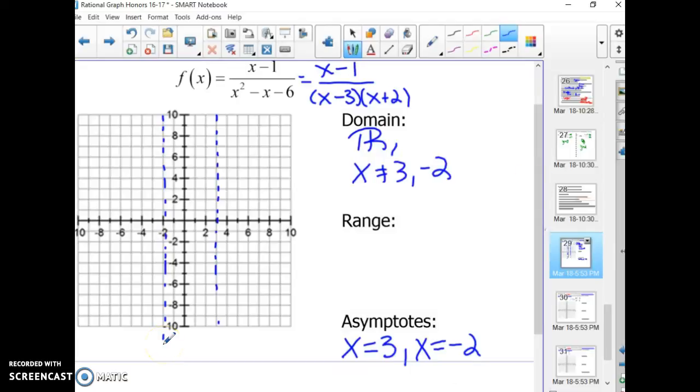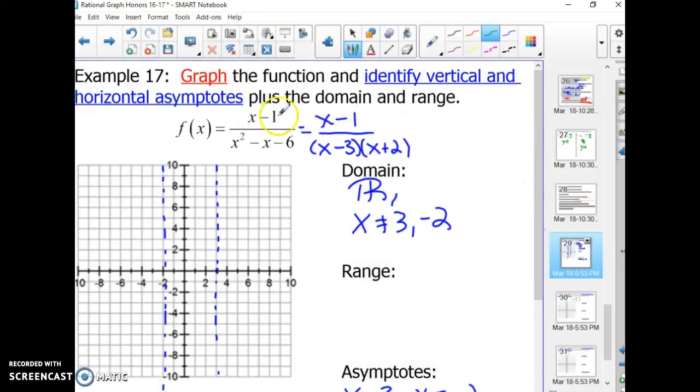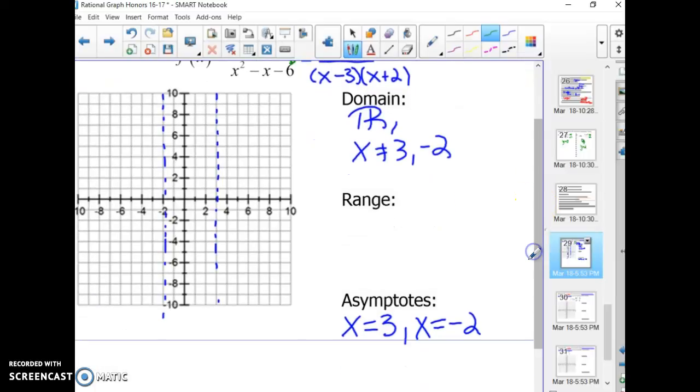Okay, so now I want to talk about my range. The degree of the top is 1 and the degree of the bottom is 2. My top is smaller than my bottom. So can I divide 10 into 1? Nope. It's going to be 0 times. So I know that my horizontal asymptote, y, is going to be at 0. So I know my range is going to be all reals except y cannot equal 0. So I'm going to draw that in right there.